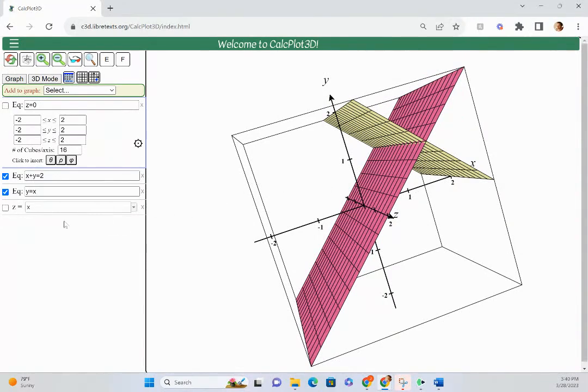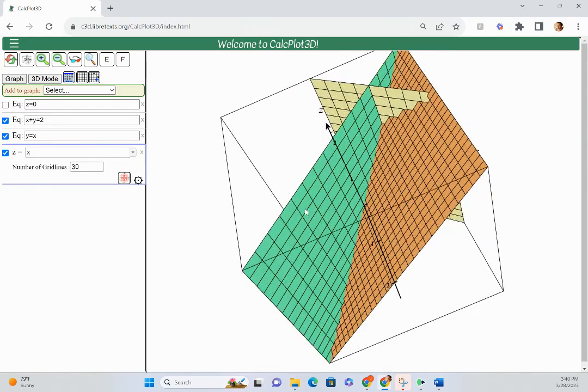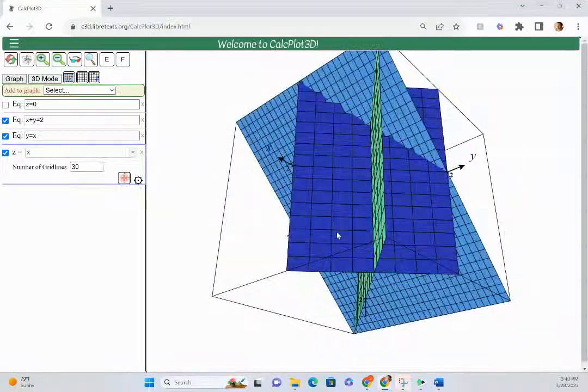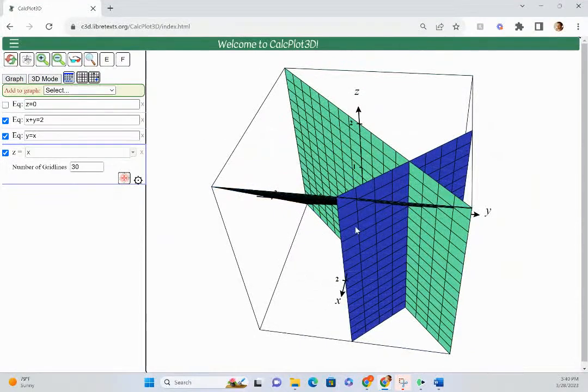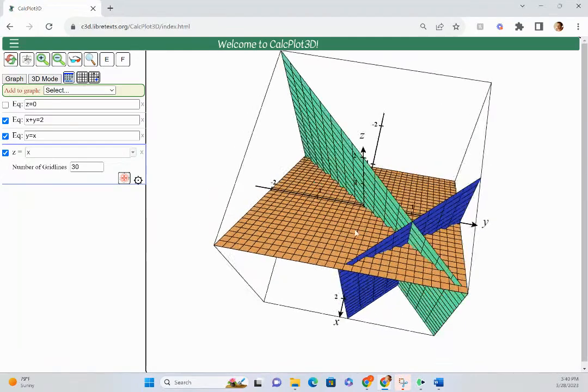So what I'm going to do is bring in the function z equals x and see if it helps us. Okay, so there's z equals x, and I need to get myself a good view here. Okay. It doesn't really seem like a good view, does it? Okay, so the blue and the green planes, those are from the region of integration. The z equals x, that's that orangish beigeish plane. It looks like it's going through the y-axis.